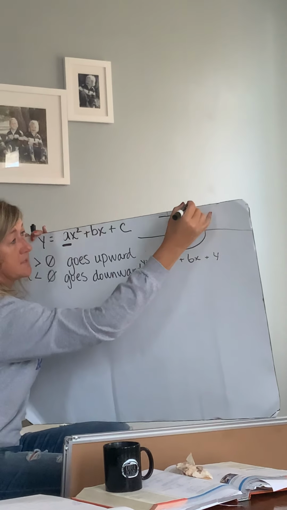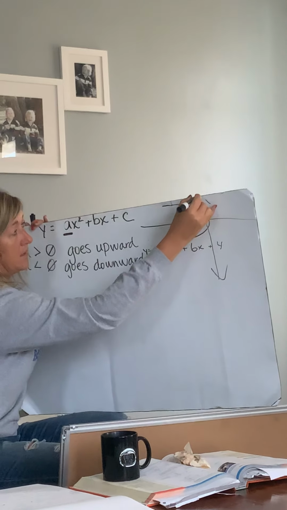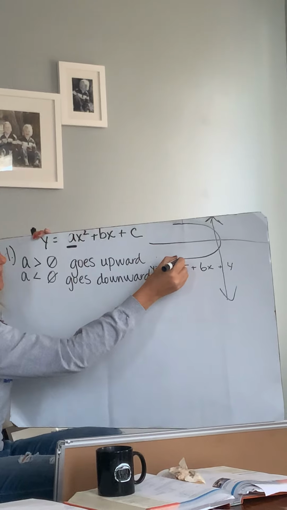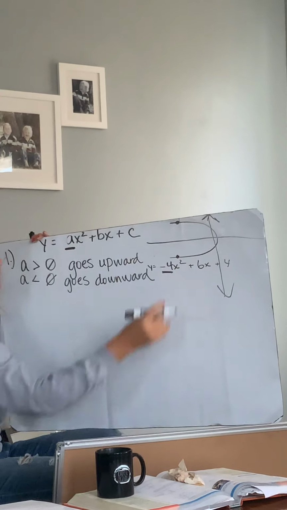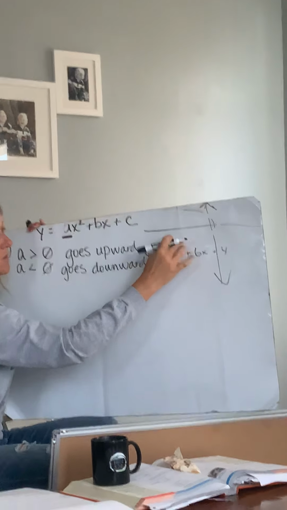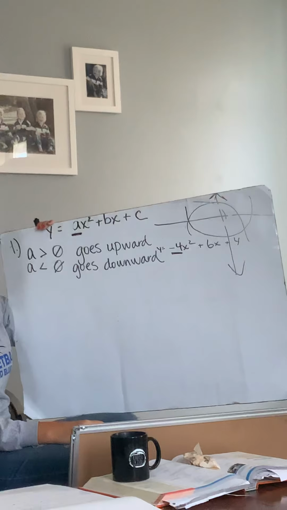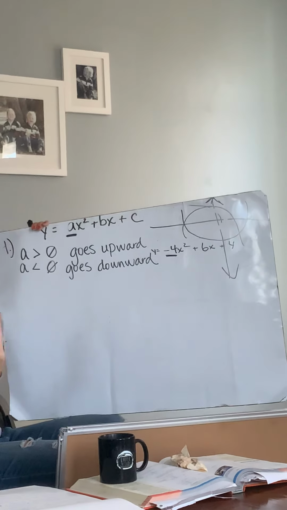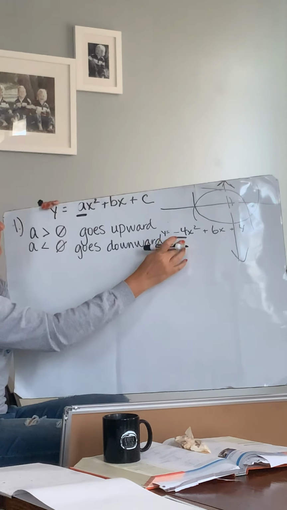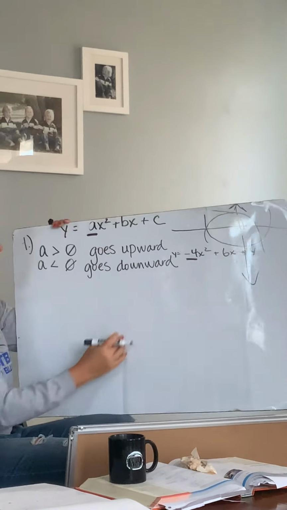Here's my x-axis, here's my y-axis. Why can this graph not be a function? Because our x values repeat, okay? So a parabola can only go this way or this way. Okay, guys? So make sure you draw a little sketch like that too. So in this particular equation, negative 4, so A is less than 0, it would go downward.